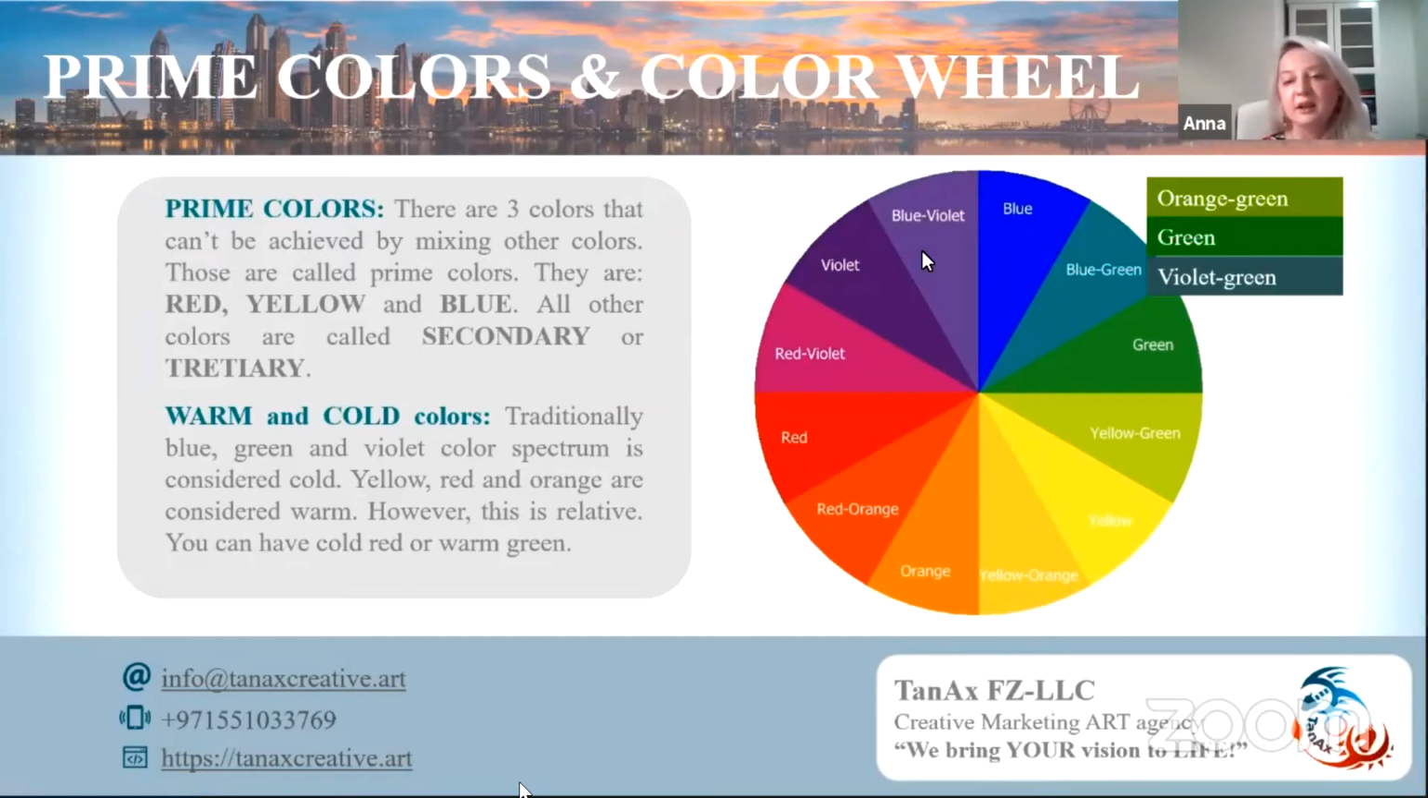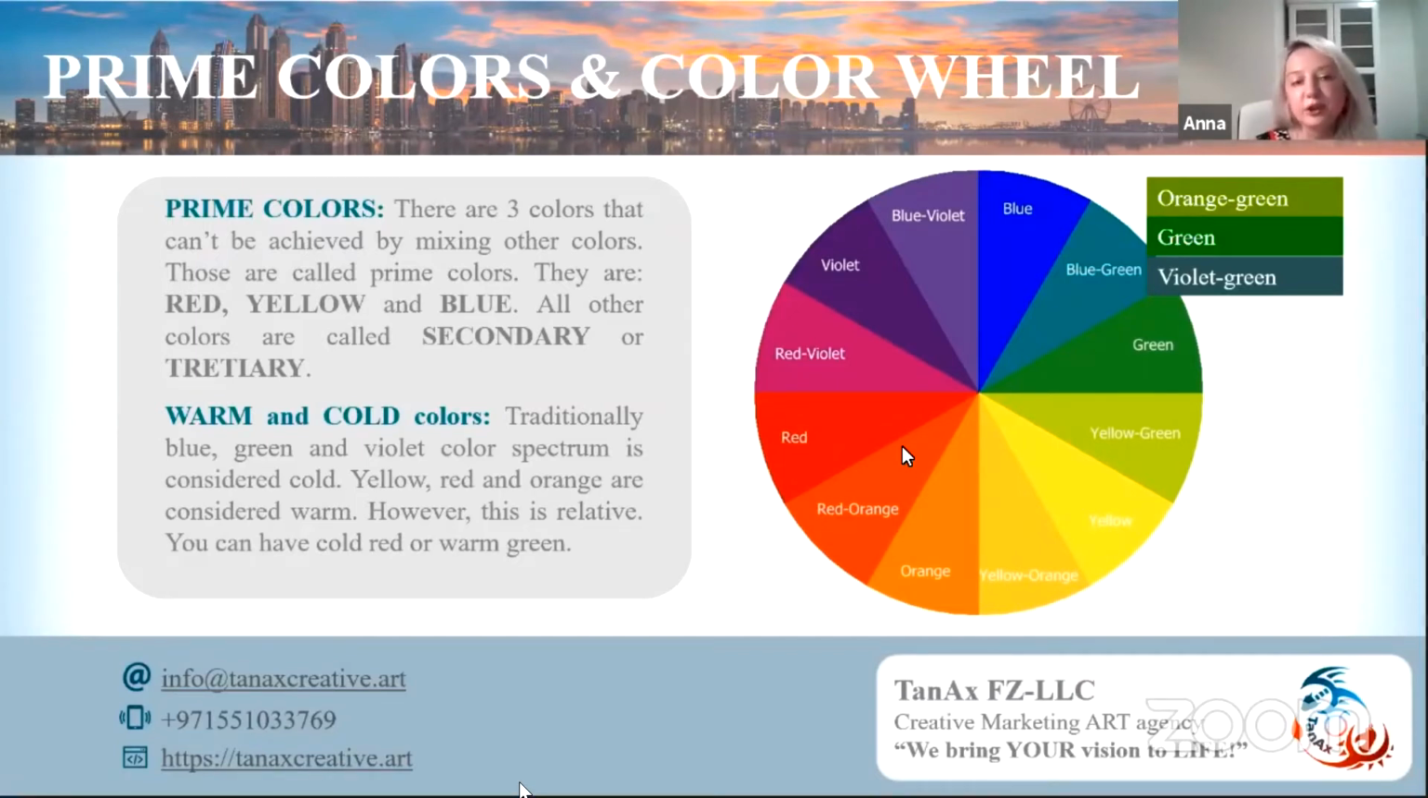tertiary color. Example, let's say I mix blue, one of the primary colors, with red, another primary color. What I will get is violet, that's a secondary color. And then if I mix my violet with blue, I will get blue-violet, a tertiary color. So you see the logic, right? Again, red with yellow will give me orange, blue with yellow will give me green, etc. So most importantly, three colors, yellow, red, and blue. They cannot be mixed. The rest can be.